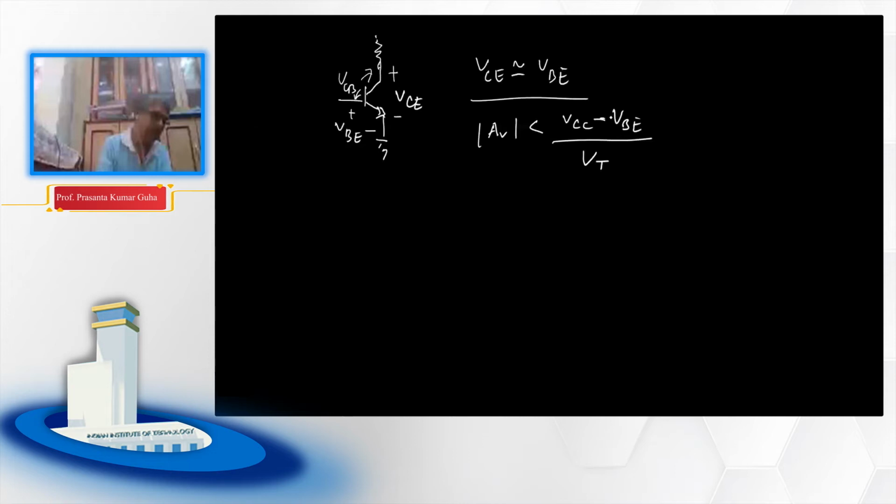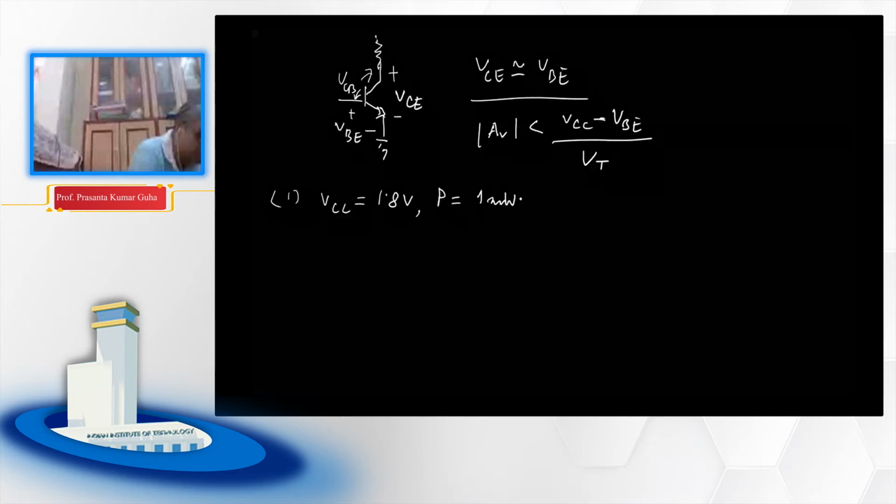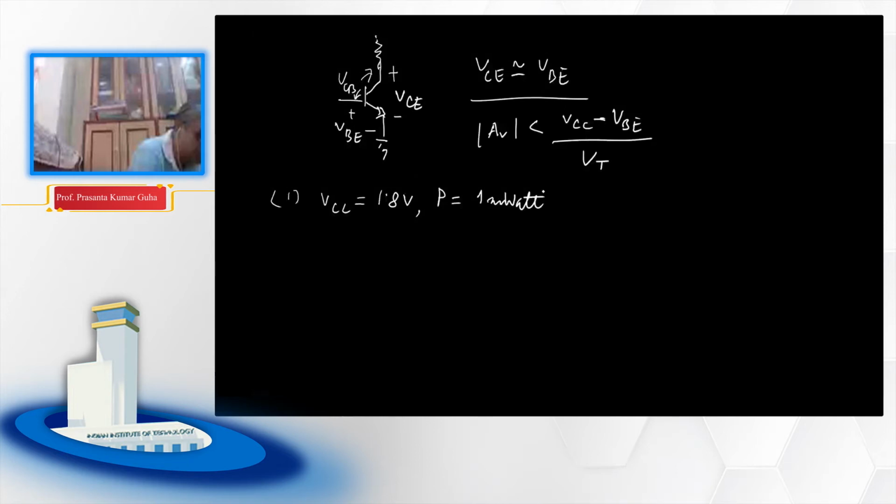We can do a small problem. Let's assume that VCC is equal to 1.8 volt for a common emitter amplifier circuit. The power budget of the BJT is say 1 milliwatt. Let's assume that VB equal to 800 millivolt, and say find out RC. So this is like a design problem. Find out RC so that it can amplify the input signal of 2 millivolt peak to peak.